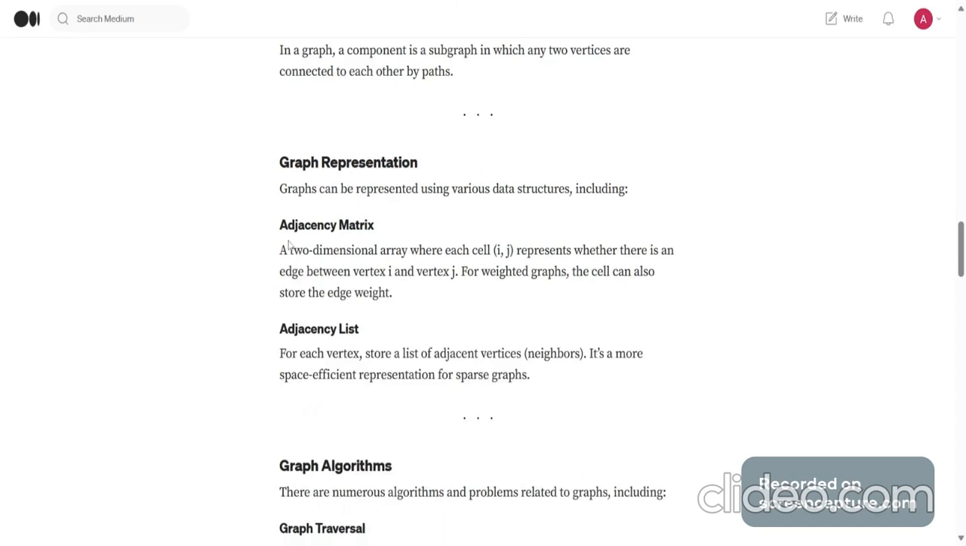How would you represent graphs? There are two data structures, mainly. Adjacency matrix, a two-dimensional array where each cell ij represents whether there is an edge between vertex i and vertex j. For weighted graphs, the cell can also store the edge weight. Adjacency list. For each vertex, store a list of adjacent vertices. It's a more space-efficient representation for sparse graphs. Also, if there is a weight associated, then it can store a list of tuples instead of a list of vertices.